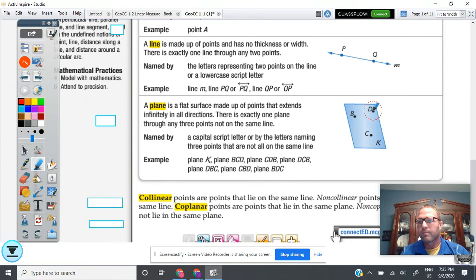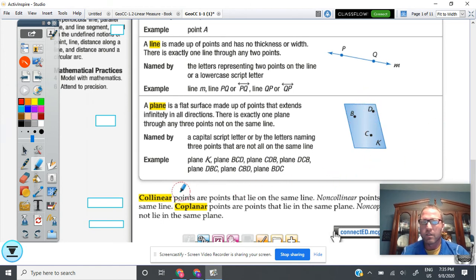We can also name a plane by using three non-collinear points. We'll go over that term in a second, but that means they're just not in a line. So since these are not in a line, we can name it D, B, C, or C, B, D, or C, D, B, and any variation you can come up with as long as they're not in a line.